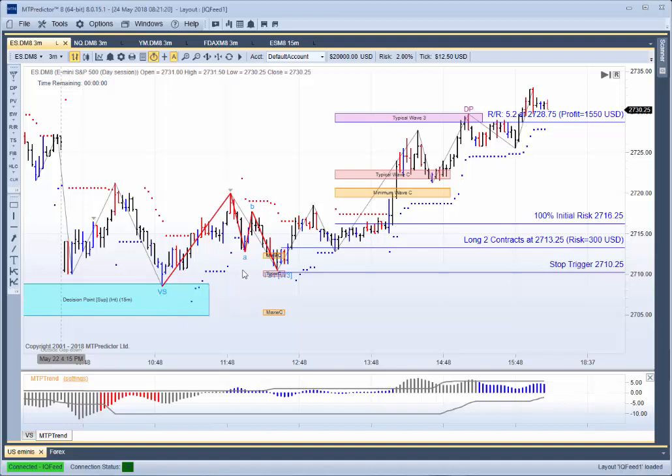So that allowed you to determine the large trend was up. You can see our MTP trend indicator confirmed this, whereas the previous red downtrend turned to black here as the market came into support, then turned blue as the market started to rally up.